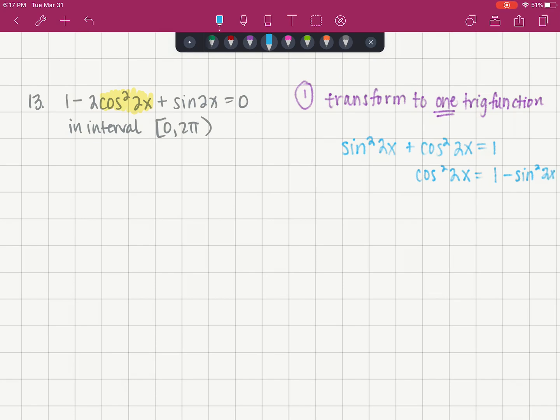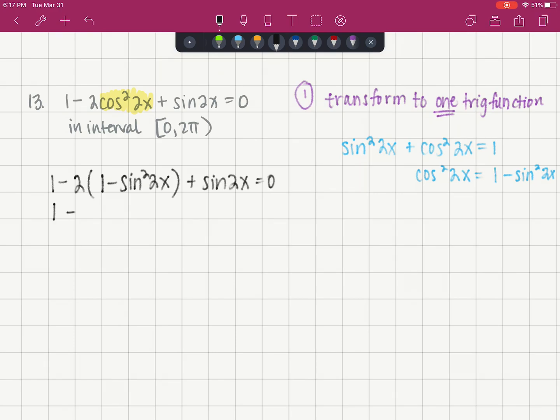We're not messing with the angle. The angle stays the same whether it's theta, whether it's x, whether it's 2x. That angle is fixed. So now I've got 1 minus 2, and in place of cosine squared of 2x, I have 1 minus sine squared of 2x. And then we have plus sine of 2x equals 0. I'm going to distribute the negative 2.